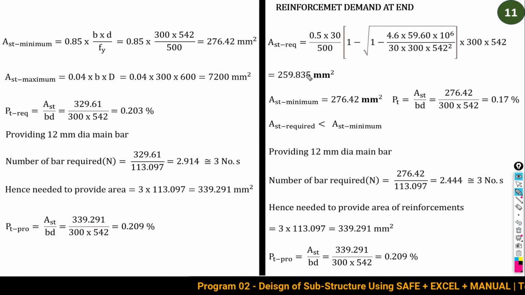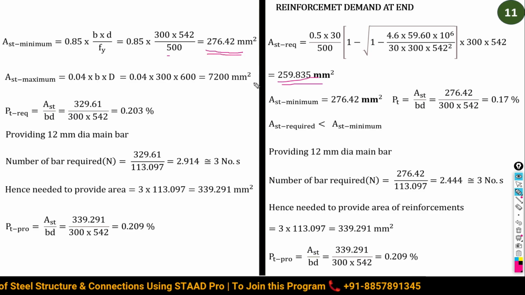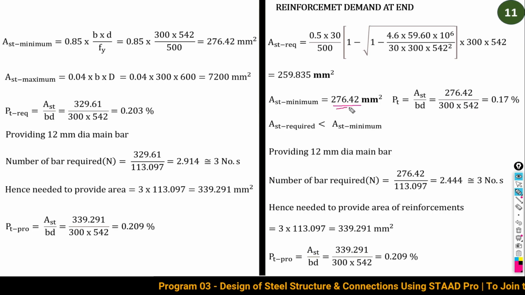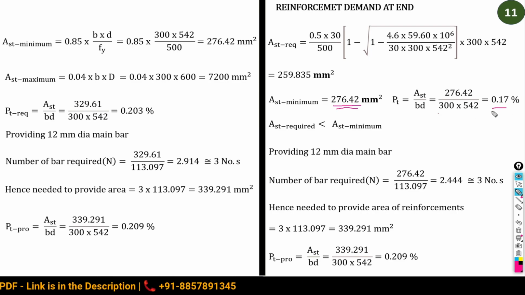But I have to compare it with the minimum area of the reinforcement. The minimum area of reinforcement is 276.42. So 276 is more than this demand area, and anyhow you have to provide at least the minimum area of reinforcement. So I am going to follow this much area as the minimum area of reinforcement for that negative section on the top face. ST divided by BD, 276.42 divided by 300 into 542, gives the percentage, obviously 0.17, the minimum percentage of reinforcement.